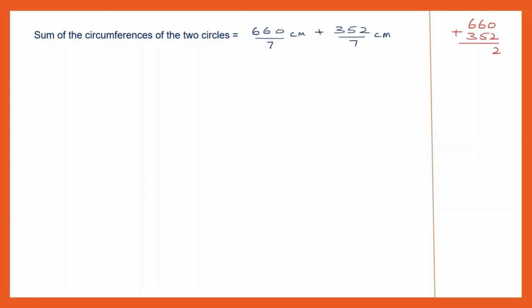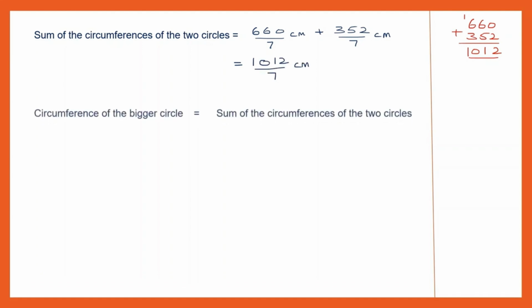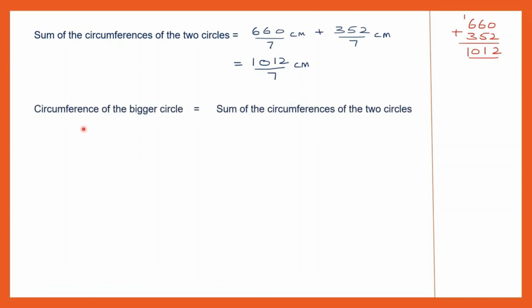So 0 plus 2 is 2, 6 plus 5 is 11, carry 1, 6 plus 1 is 7, plus 3 is 10. So we have 1012. So the sum of the circumferences of the two circles is 1012 by 7 centimeters. Now, we've been told in the question itself that the circumference of the bigger circle is the sum of the circumferences of the two circles, that is this one. So we know the circumference of the bigger circle now, that is equal to 1012 by 7 centimeters.